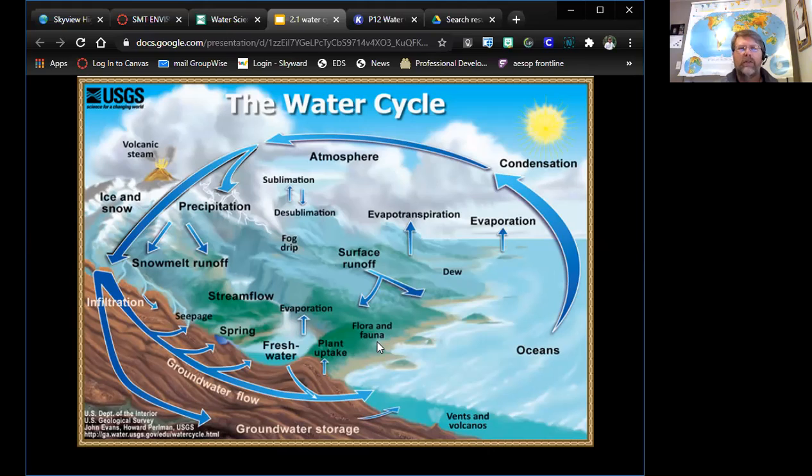Plants are going to have a big part of this as the plants take up the water in their roots. They can then let it out through their leaves, which would bring us to transpiration, which I don't see on this one right here. I guess we can call it evapotranspiration, as the plants are giving off moisture through their leaves and it goes back into the atmosphere.